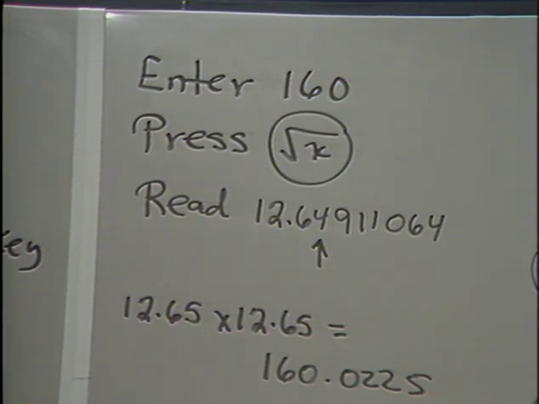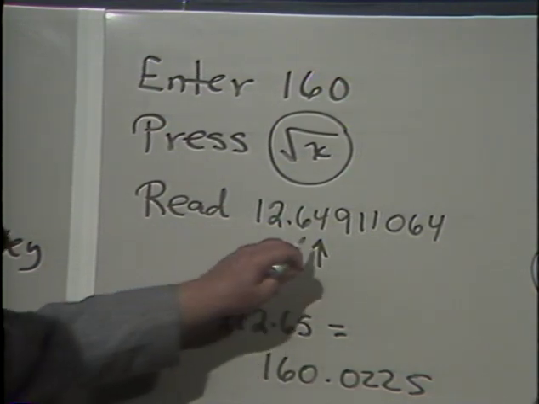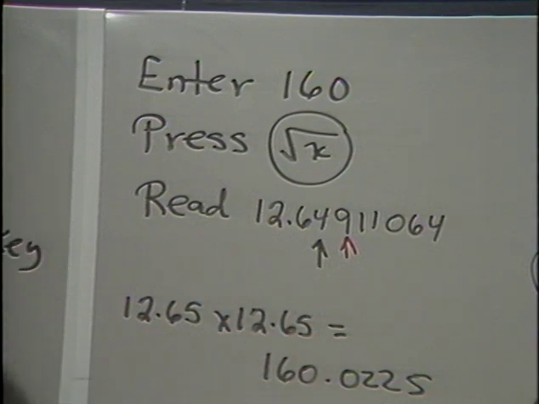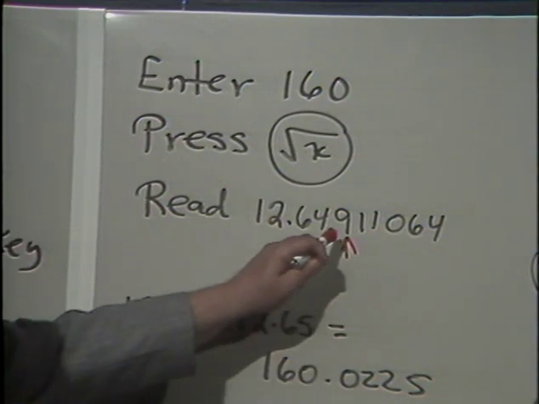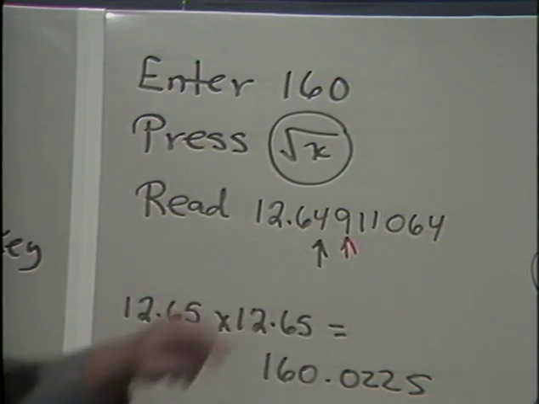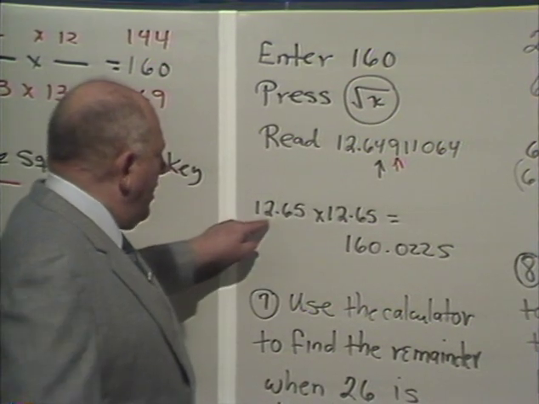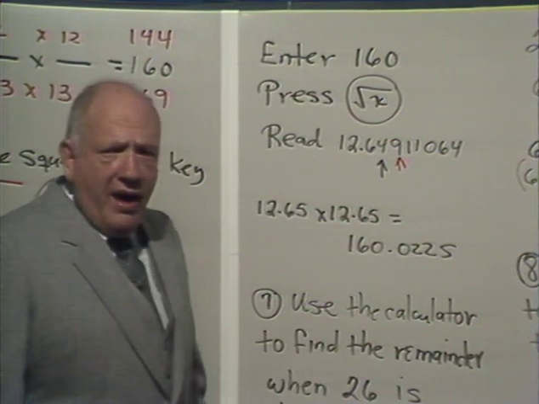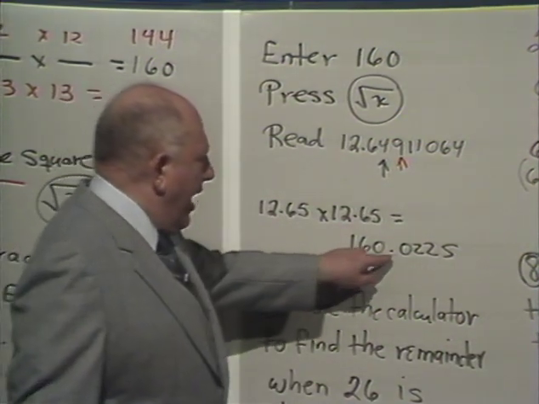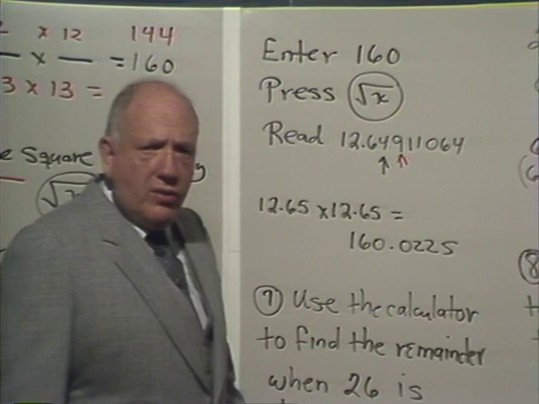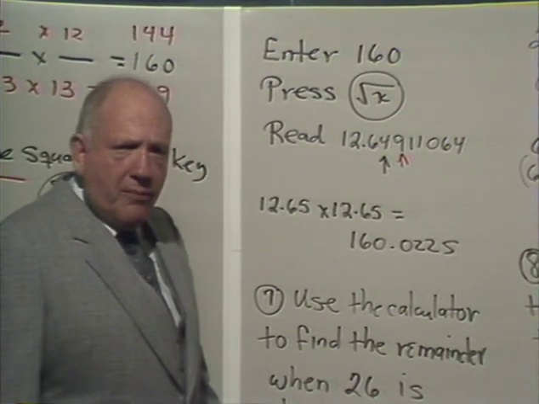I said find the answer to the nearest hundredth, so we go to the hundredths place and look at the digit immediately to the right. That's more than 5, so we round this up to a 5, and so the answer is 12.65. And just as a rough check, if you take 12.65 and multiply it by itself, you get 160.0225, a pretty good approximation.